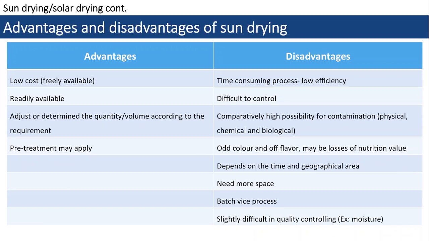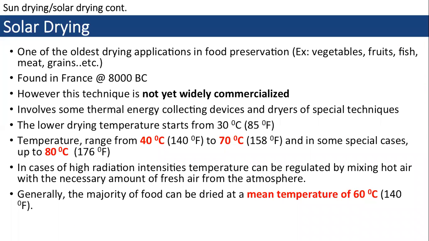In Sri Lanka, we had a very bad time in the last 2 weeks. Every day there was rain, and not adequate sunlight, right? So it's a dependent factor. Solar drying is one of the oldest techniques, found in 8000 BC, and the temperature you can see is 40 to 70. Basically, in solar drying, we use 40 to 70 degrees Celsius. For some special cases, we can increase it up to 80.